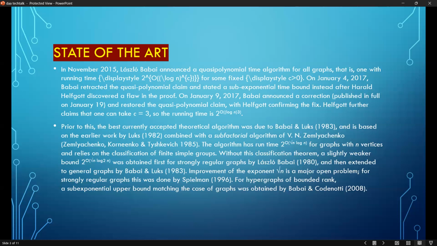Without the classification theorem, a slightly weaker bound of 2^O(√n log^2 n) was obtained first for strongly regular graphs by László Babai, 1980, and then extended to general graphs by Babai and Luks, 1983. Improvement of the exponent √n is a major open problem for strongly regular graphs. This was done by Spielman, 1996, for hypergraphs of bounded rank. A sub-exponential upper bound matching the case of graphs was obtained by Babai and Codenotti, 2008.